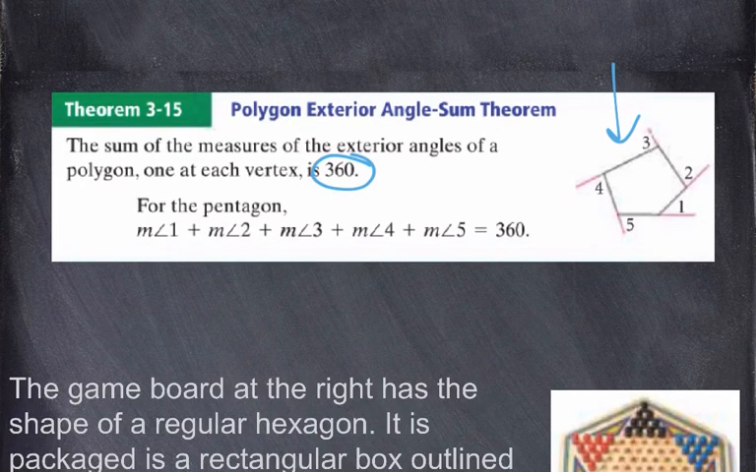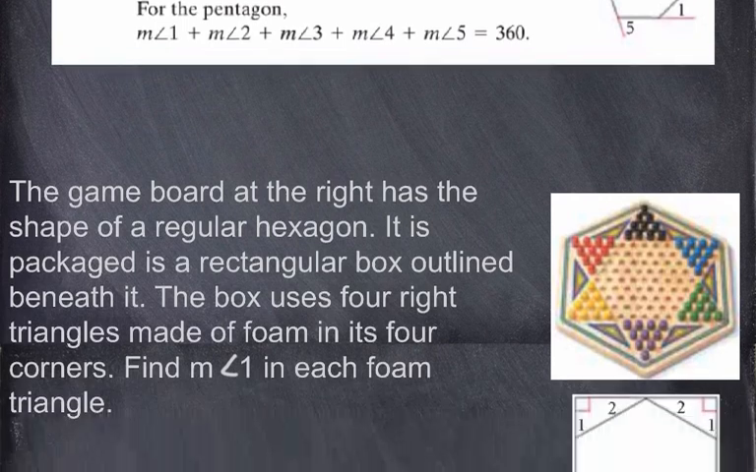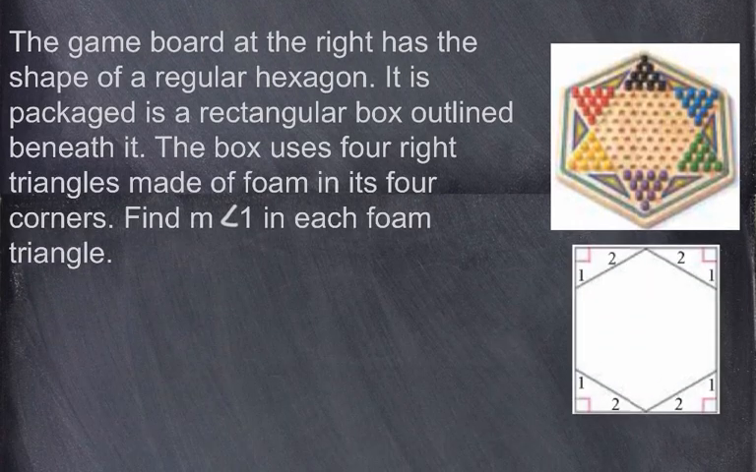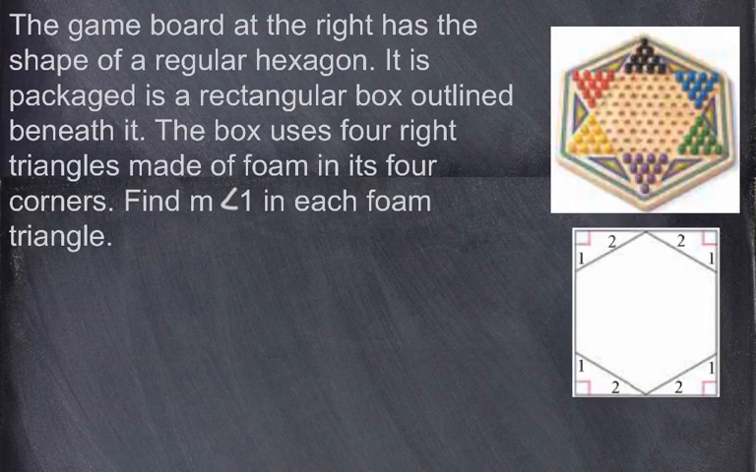Well, this comes to our last example. This game board at the right has the shape of a regular hexagon. It is packaged in a rectangular box outlined beneath. The box uses 4 right triangles made of foam in its 4 corners. Okay, they want to keep this board game nice and snug, so they put these foam triangles right here. Okay. Now it says find measurement of angle 1 in each foam triangle.